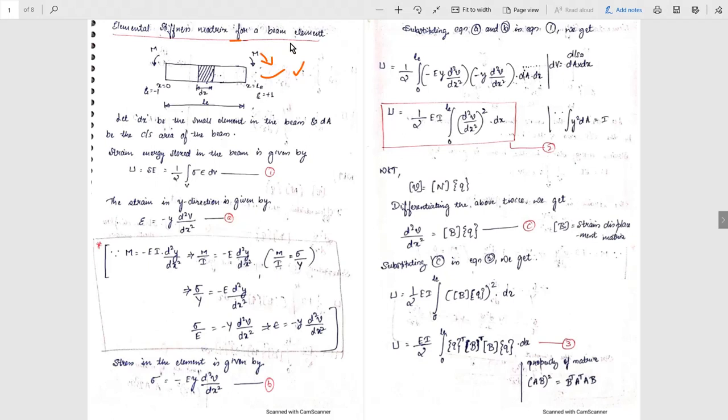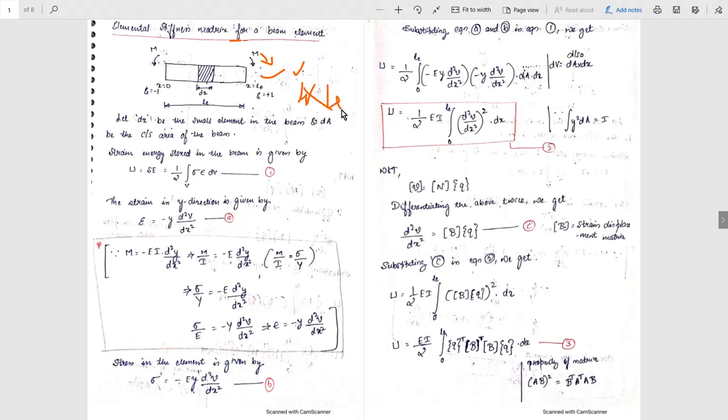matrix for beam element. As we all know, beam element has how many degrees of freedom per node? 2 degrees of freedom per node. So for a single element, there are a total of 4 degrees of freedom. From this we come to know that our element stiffness matrix for beam element should be a 4 cross 4 matrix.